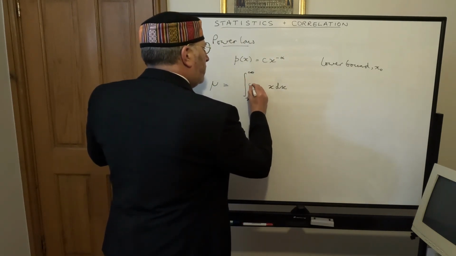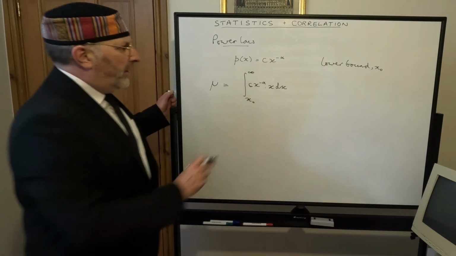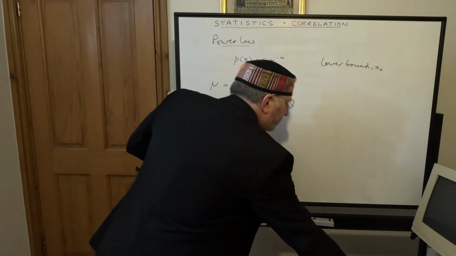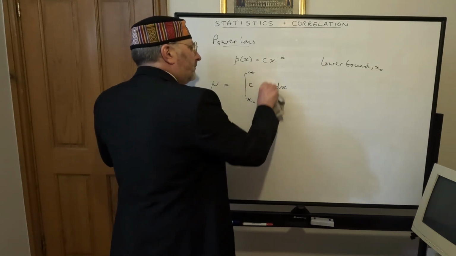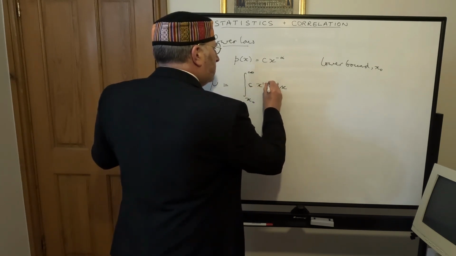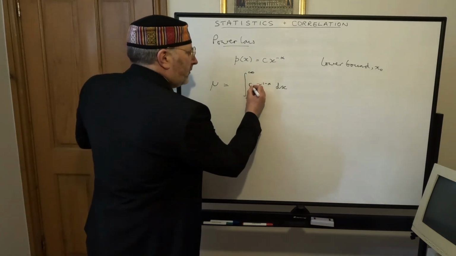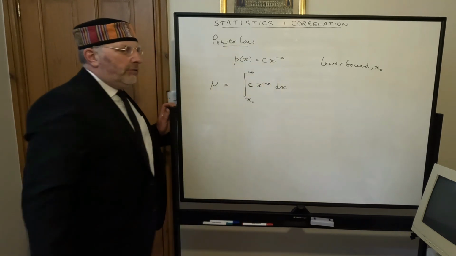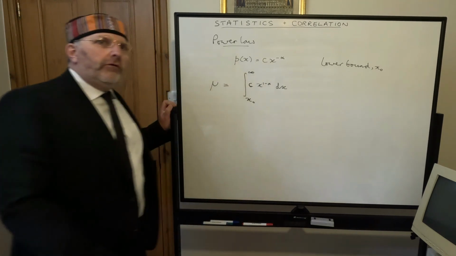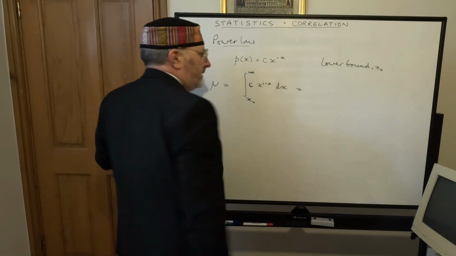And we're going to replace p of x with c x to the minus alpha. So that's c x to the minus alpha times x. Well, x times x to the minus alpha is x to the 1 minus alpha. So it was x to the 1 times x to the minus alpha, which, just applying our rules for exponents, becomes x to the 1 minus alpha. So to find the mean, we just have to solve that equation, do that integral. And so we do it in the usual way.